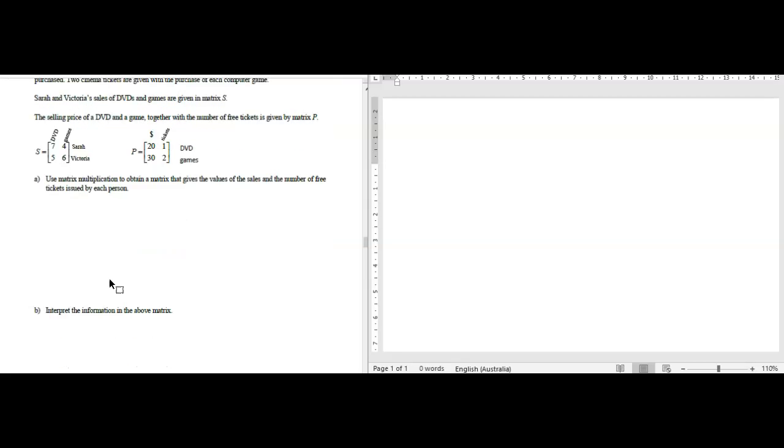So question A, use matrix multiplication to obtain a matrix that gives the values of the sales and the number of free tickets issued by each person.